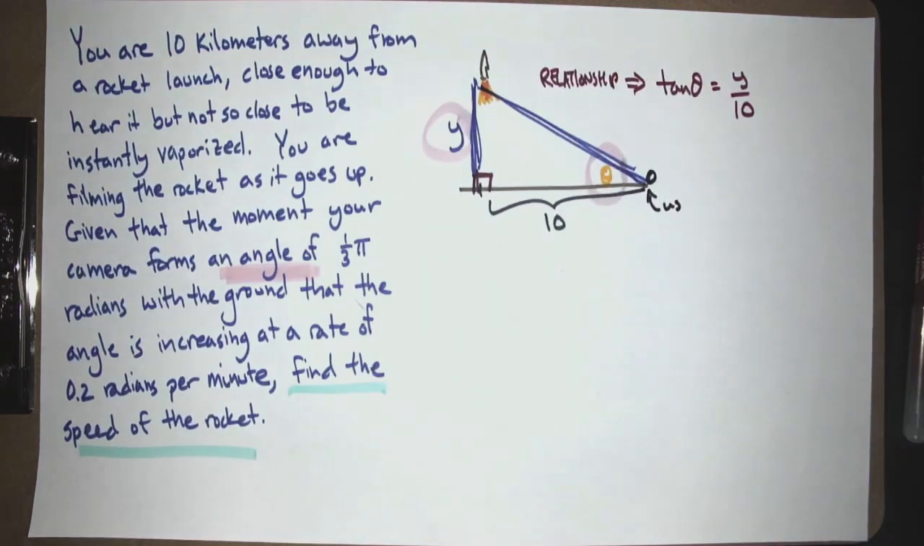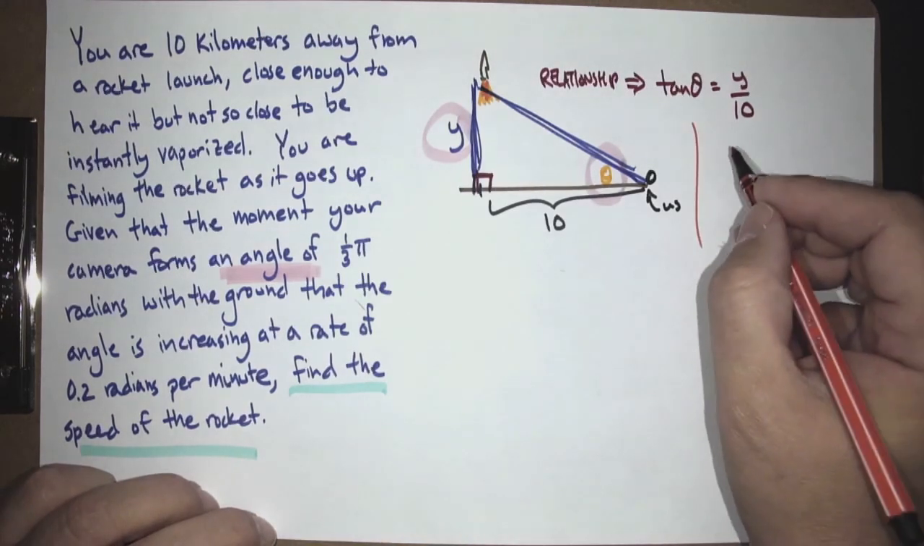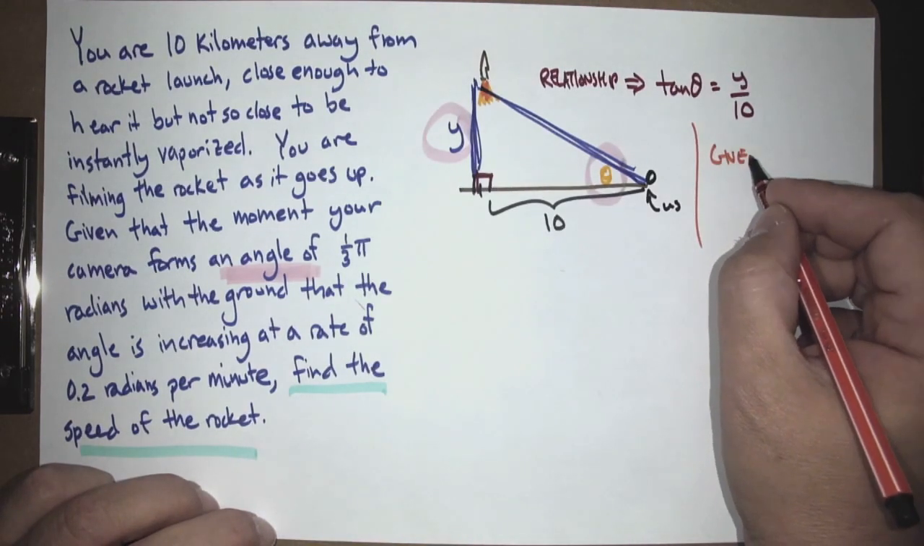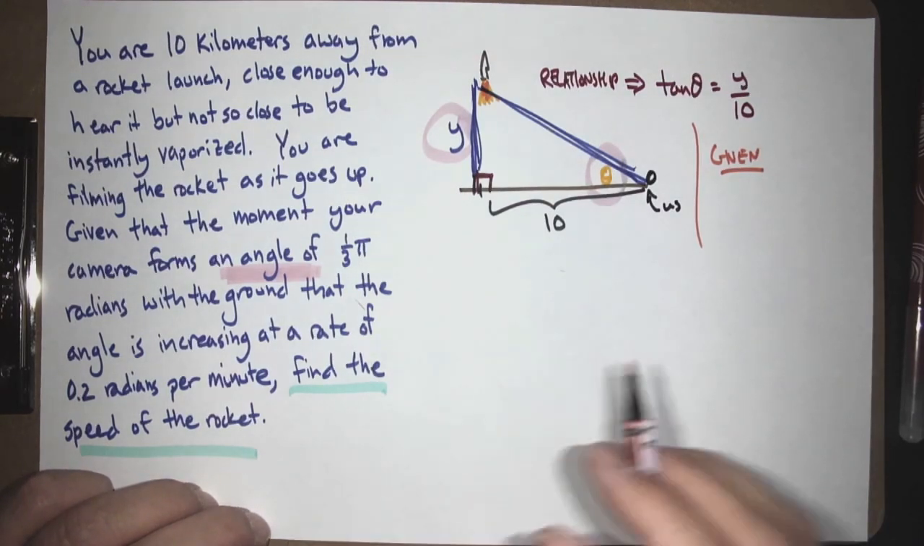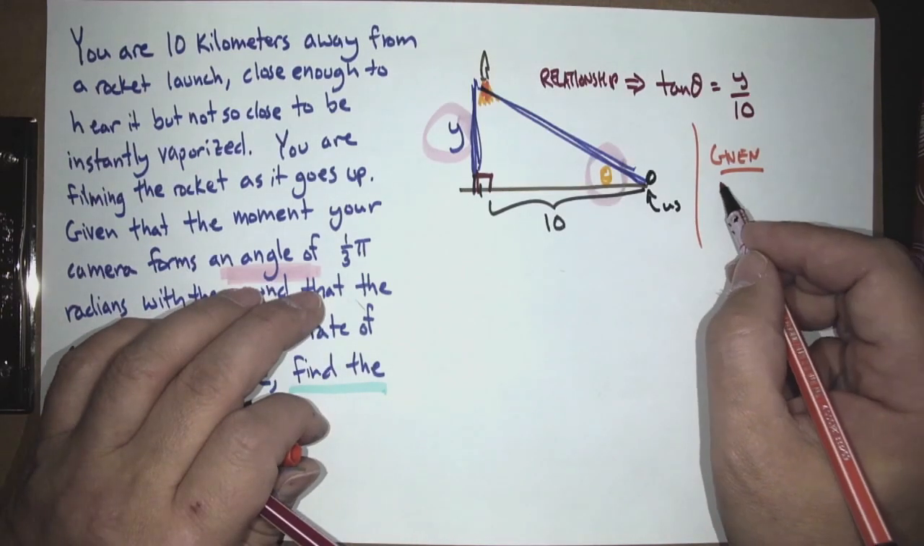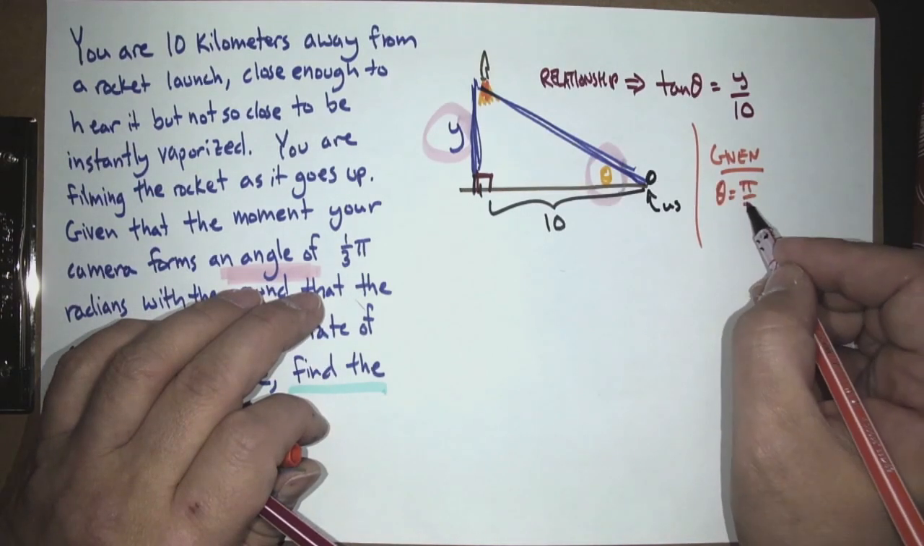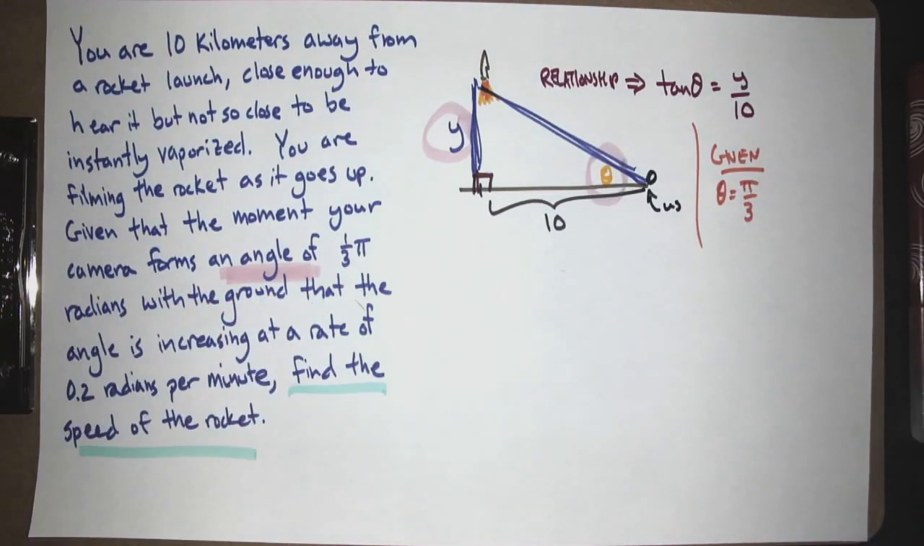All right. We should also talk about what we've been given and what we need to find. So what are things that we've been given? We were given that there's an angle of pi over 3. So theta is pi over 3. Is there anything else that we're given?